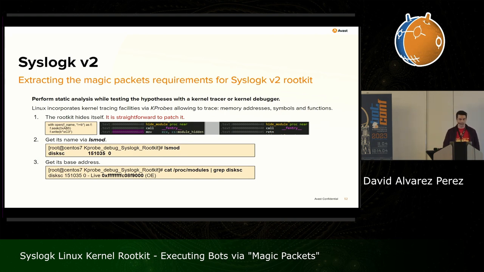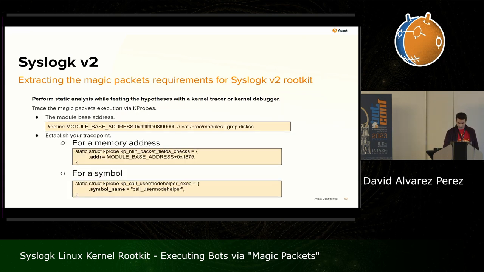We can see that in this case it's not syslogk. They changed the name to disk sc. Then we can also print the base address of the module. Based on the base address, we can place breakpoints on it, and also trace symbols. I'm using kprobes for this, a facility of Linux for tracing.